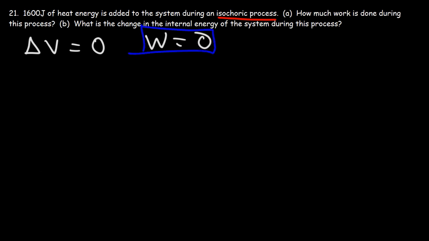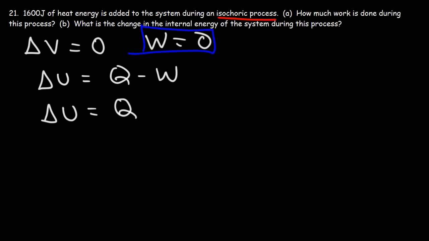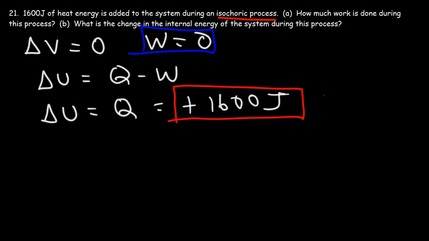Now what about part B? The change in the internal energy of the system is Q minus W. Since W is 0, the change in the internal energy of the system is just Q. And Q is the 1,600 joules of heat energy that was added to the system. So delta U is 1,600 in this problem. So that's all we need to do for number 21.